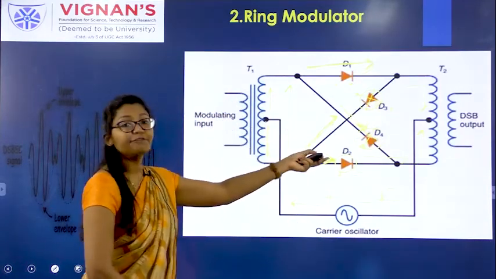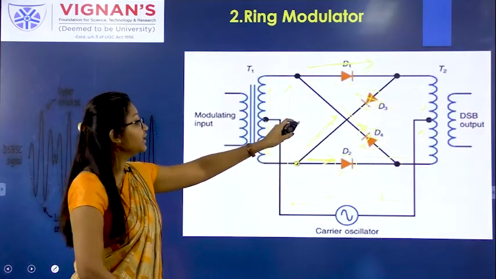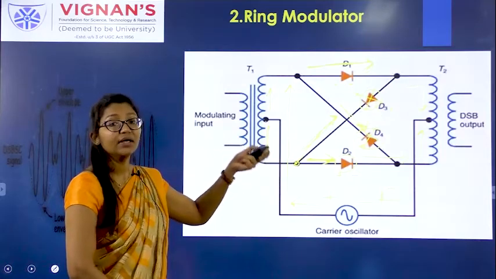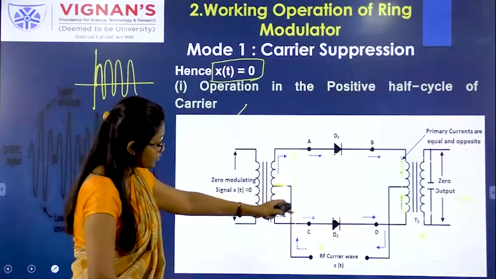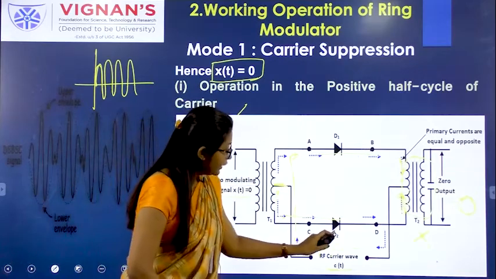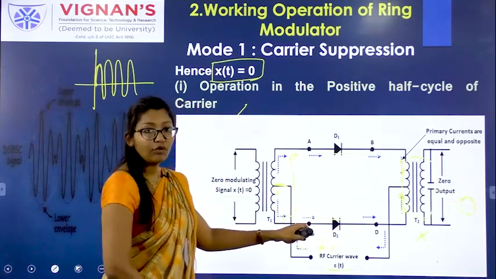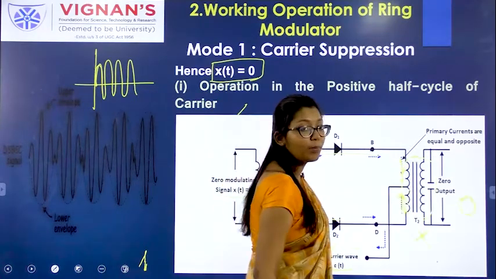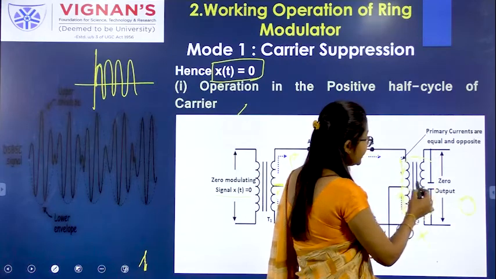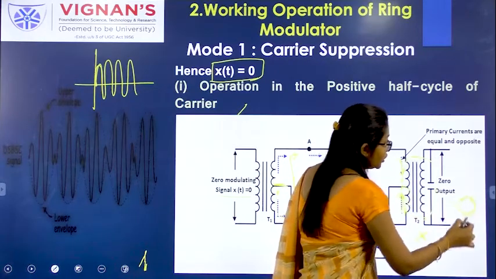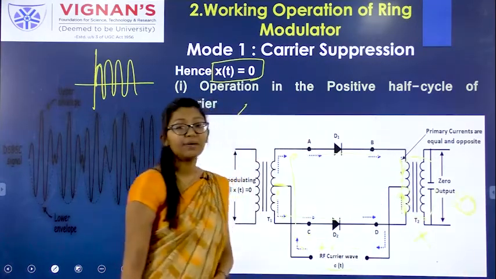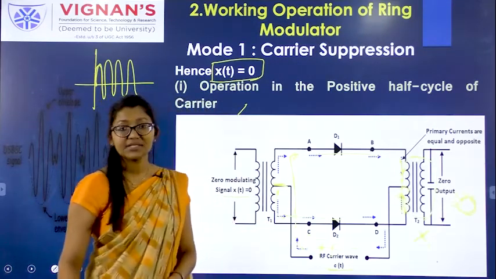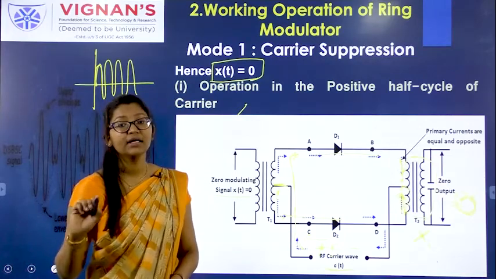So that's why D3 and D4 both are reverse biased, and D3, D4 will be open circuited, D1, D2 will be short circuited. So here D1 and D2 both are forward biased, and the current will flow into each other here. Both equal and opposite currents will appear at the second transformer, so both will be cancelled out and it will be observed as 0. So in the positive cycle we suppress the carrier; the output is finally 0.